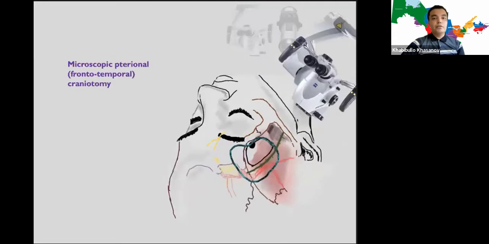So the next one is the conventional microscopic pterional craniotomy, or in other words, frontotemporal craniotomy. It also requires some frontal lobe retraction and even dissection and splitting of the Sylvian fissure. And it sometimes may be difficult because of secondary vasospasm and some iatrogenic injuries, and postoperative seizures can also occur because of this approach.